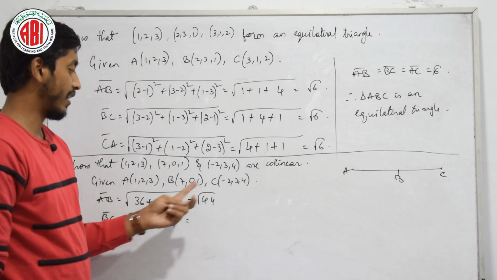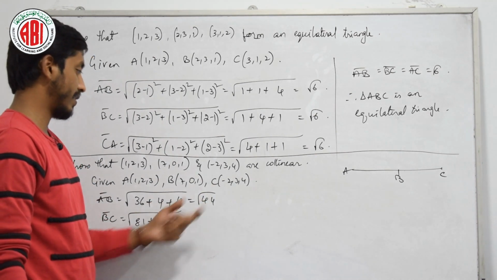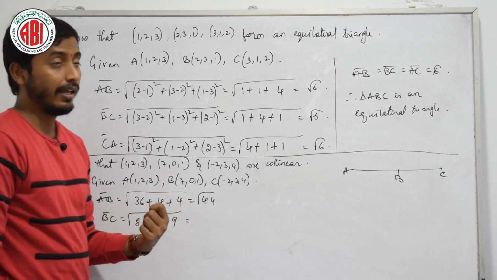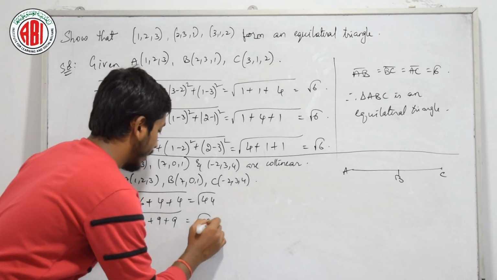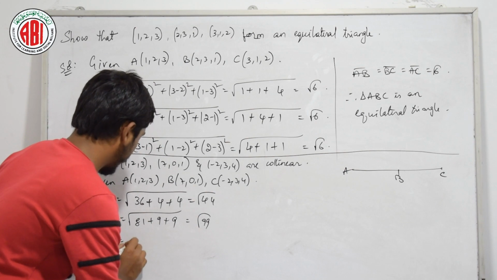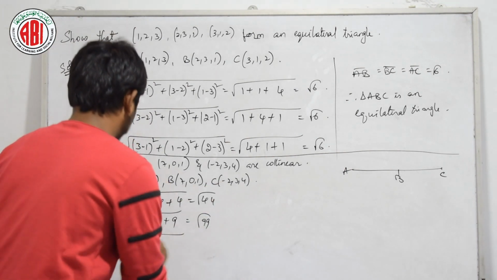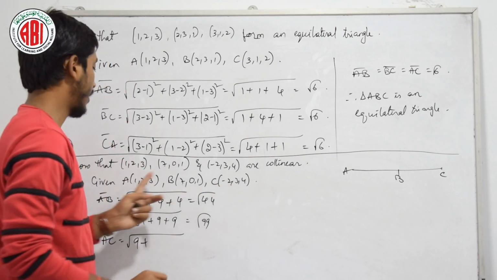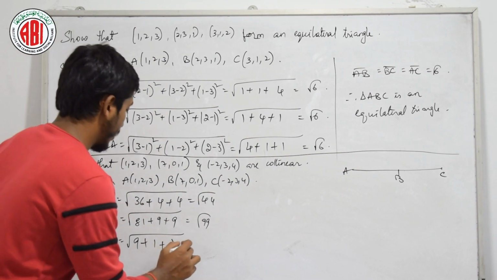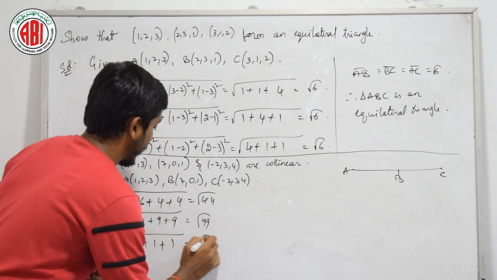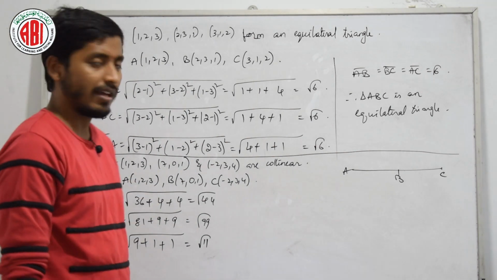Once again let me check: minus 2 minus 7 is minus 9, squared is 81, 3 minus 0 is 3, squared is 9, 4 minus 1 is 3, squared is again 9. 81 plus 9 is 90, 90 plus 9 is root 99. Next is AC: minus 2 minus 1 is minus 3, squared is 9, plus 3 minus 2 is 1, squared is 1, 4 minus 3 is 1, squared is 1. 9 plus 1 is 10, plus 1 is 11, right? Is there any relationship between one and the other?